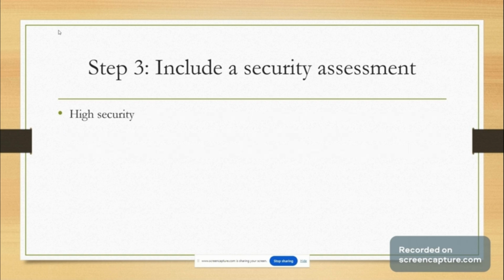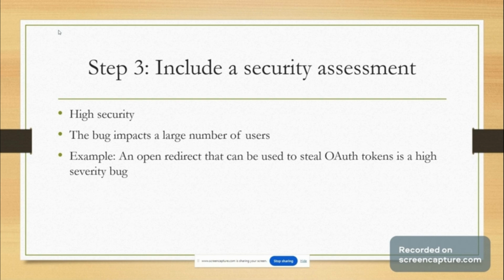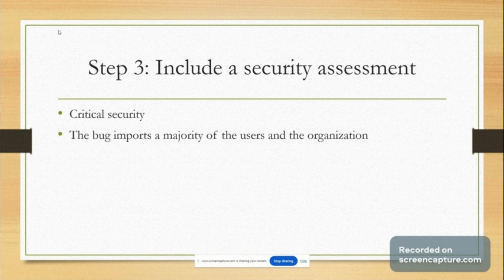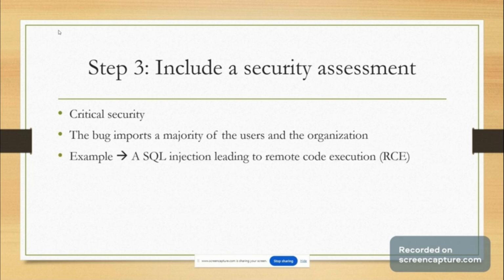High severity: the bug impacts a large number of users. Example, an open redirect that can be used to steal OAuth tokens is a high-severity bug. Critical severity: the bug impacts a majority of the users and the organization. Example: a SQL injection leading to remote code execution, RCE.